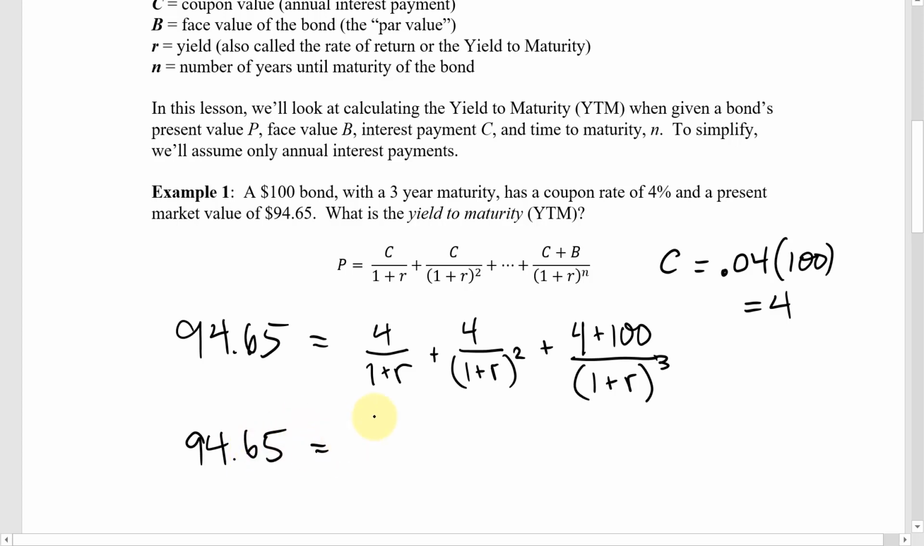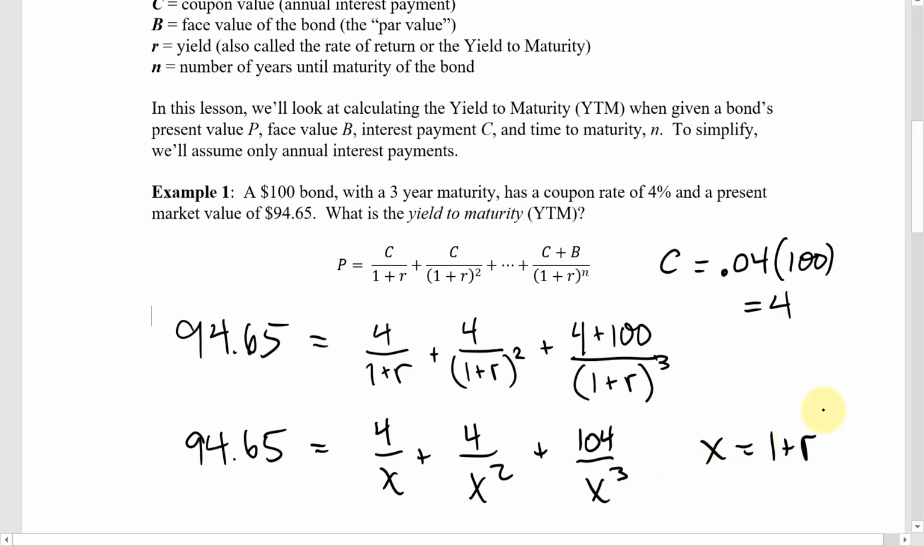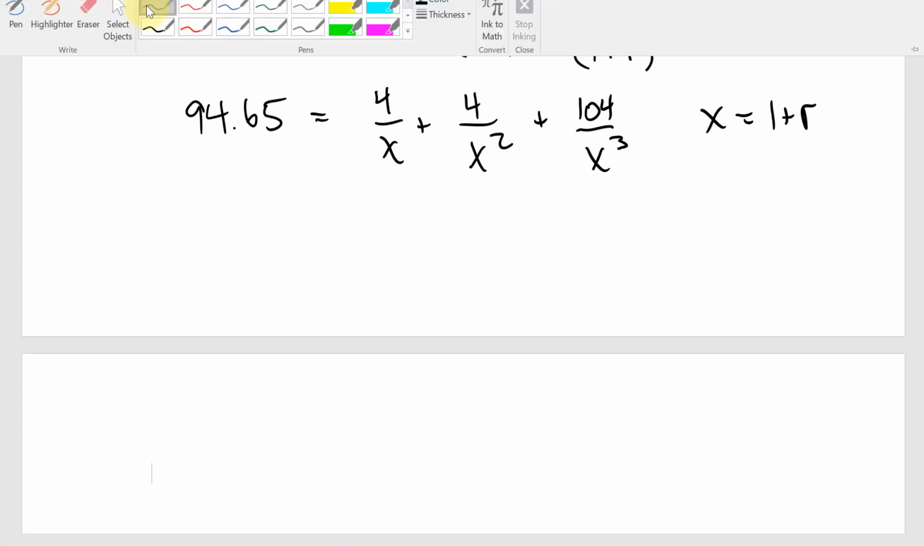I'll just make x this value 1 plus r, and then at the very end, I'll just remember to subtract 1. So it's just a little more convenient for writing it by hand rather than writing 1 plus r over and over. Let's just say x is 1 plus r. We'll solve for x, and then we just subtract 1.